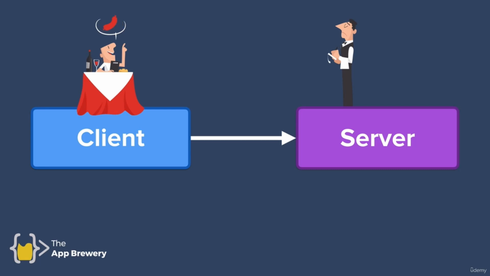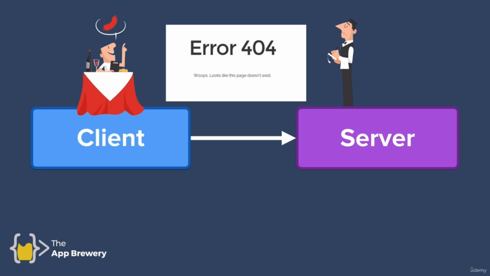But if the client requested something that they didn't have, for example, a sausage, and it's not on the menu, then the server would give you an error code, a classic one, of course, being 404, which is resource doesn't exist. We don't stock sausages.